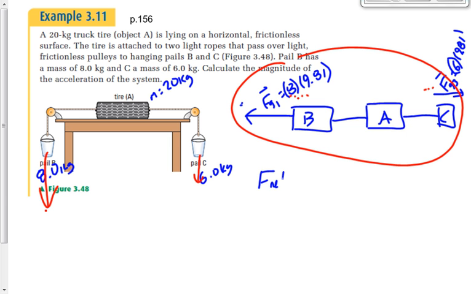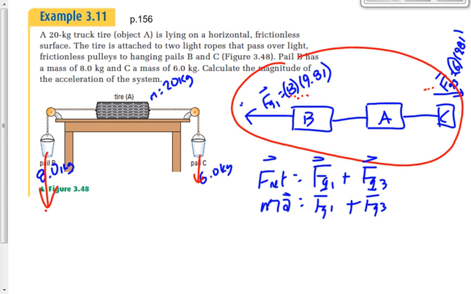Let's go to the next step. We know what it is, right? F net is equal to the sum of the forces. We're going to call it Fg1 plus Fg3. M times A is equal to Fg1 plus Fg3. M is, what is M? What mass do we use there for M? 8, 20, 6, or some sort of combination thereof? 20? Who agrees with 20? Who thinks we should use something else? What do you want to use then? If you don't want to use 20, what do you want to use?